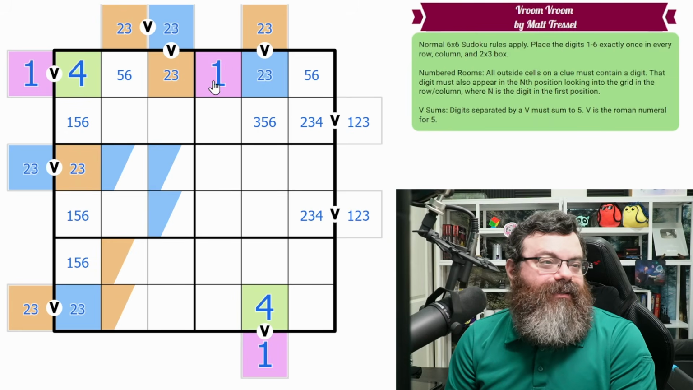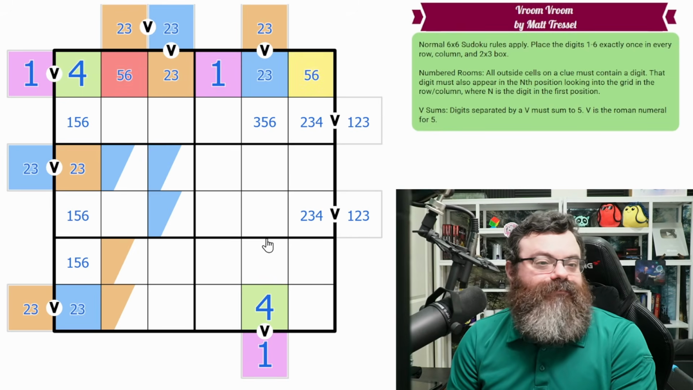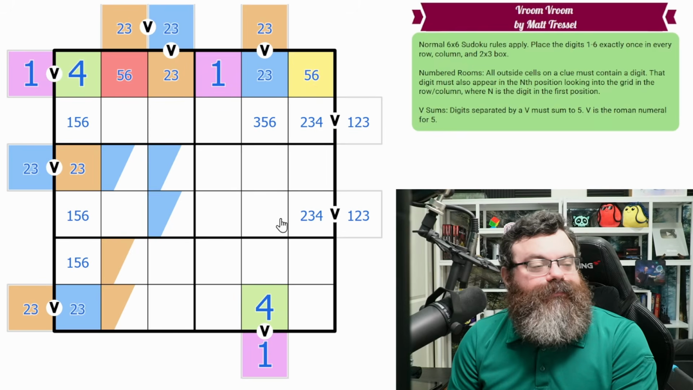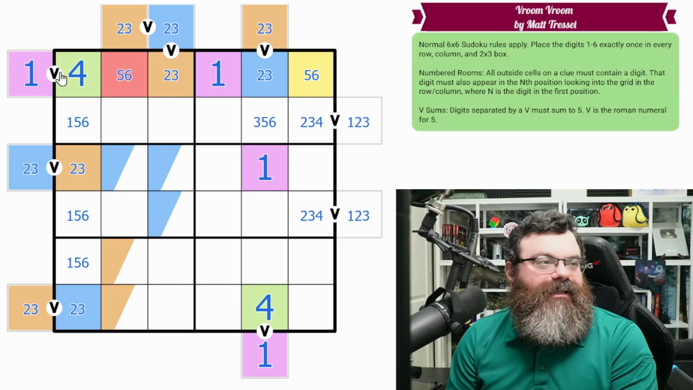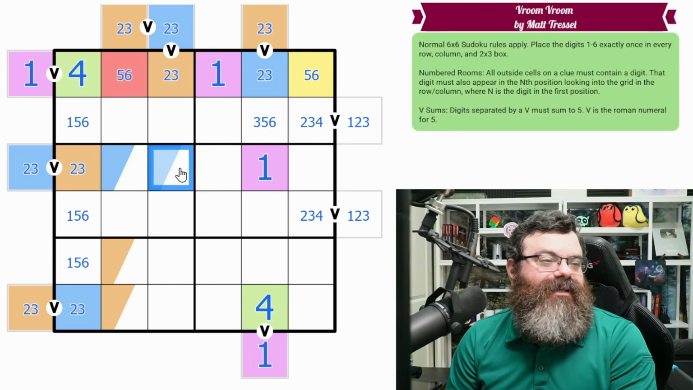I'm going to keep coloring. We could give colors to 5 and 6 as well. That might be helpful. So we'll make that red and we'll make that yellow. Okay. So that means a 1 is here, which is purple. I need to make sure I do all the numbered room clues. So that means blue is in one of these two, which means it can't be here.